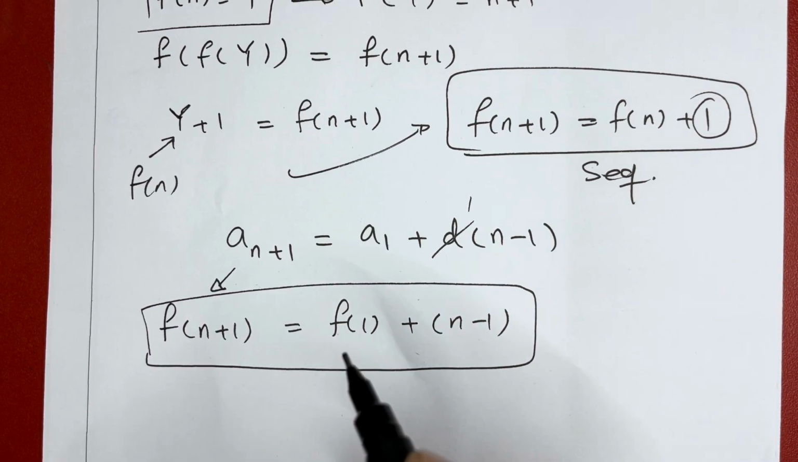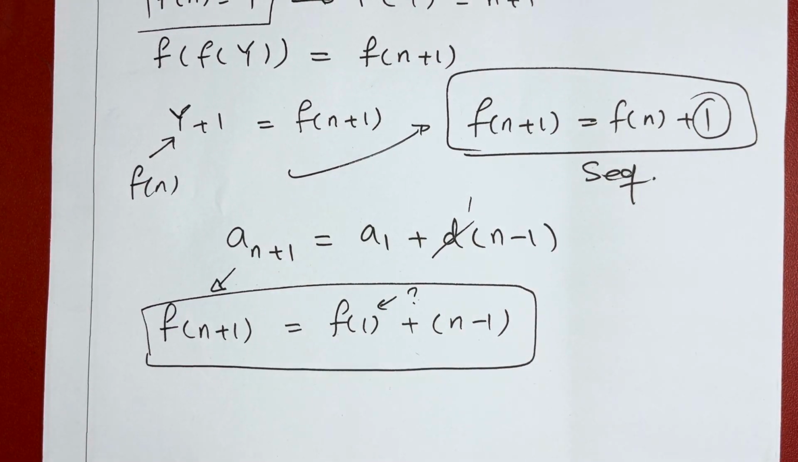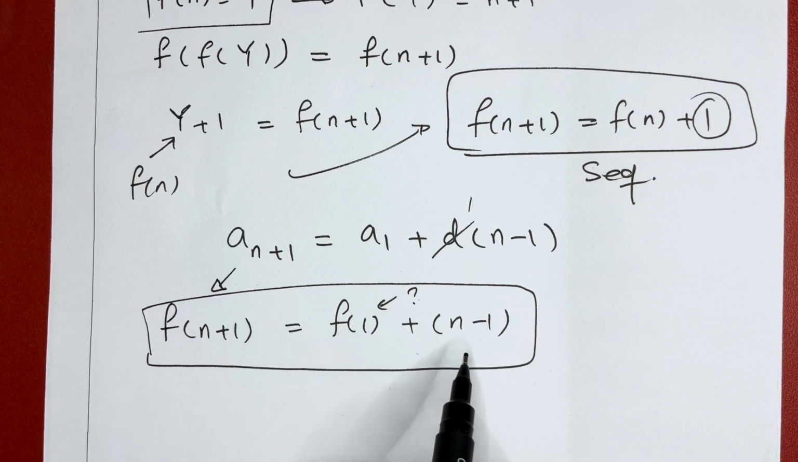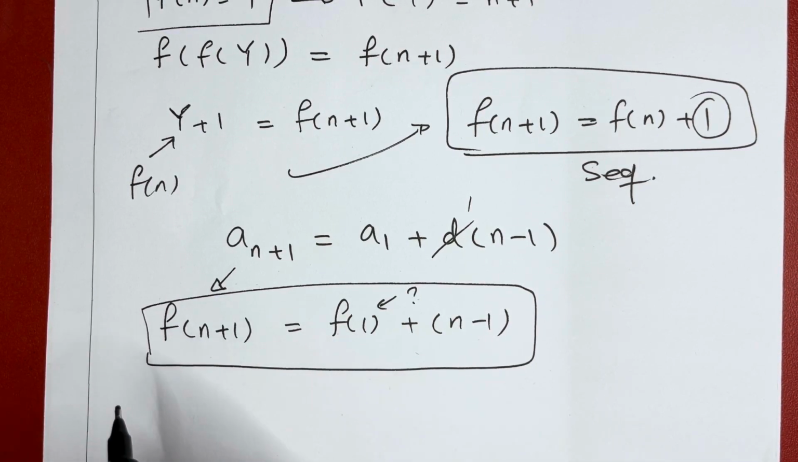But how about f of 1? What is going to be the value? Is there in this range, natural or positive integer, any f of 1 that exists? Let's see. How can I solve this one? I can do it in this way. If I take the function again from both sides, what happens?